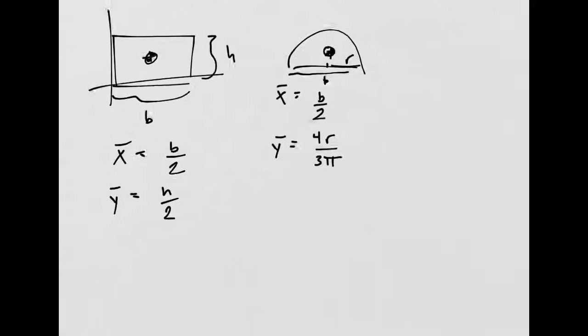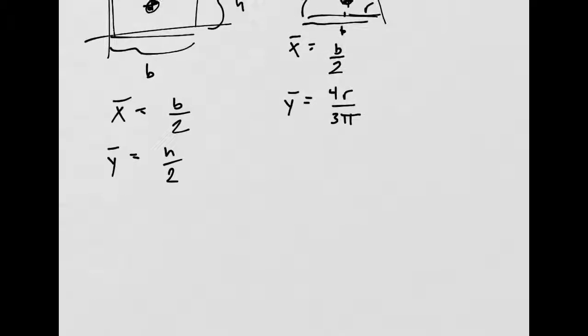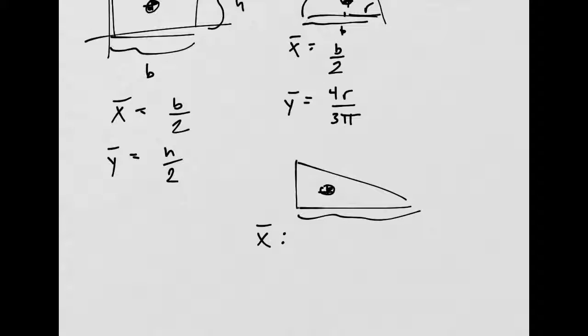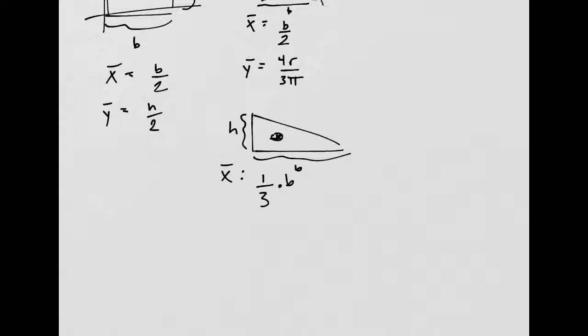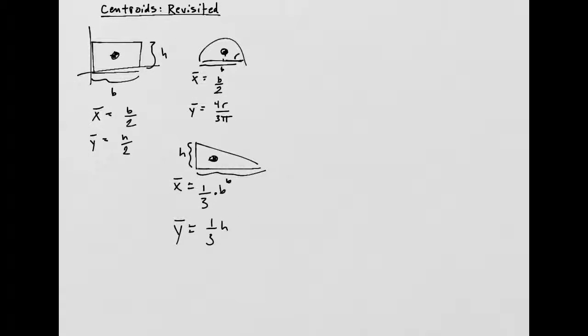If you have a triangle like this, the centroid would be located at x bar equals 1/3 times the base, or the base divided by 3, and y bar would also equal 1/3 times the height. Those are the three basic shapes that we dealt with.